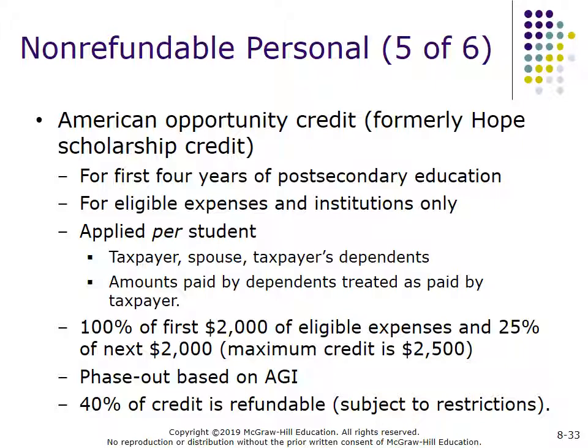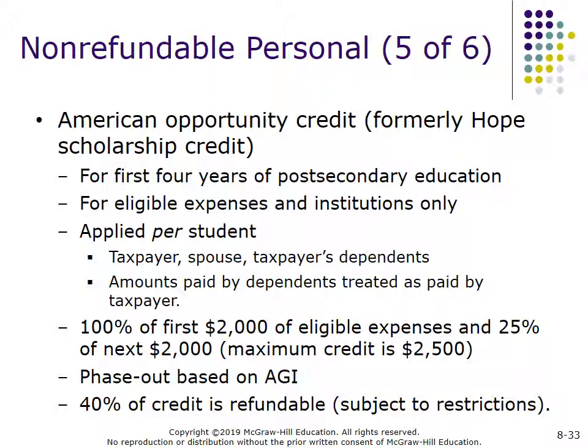That's one student. Spouse is another student. And each dependent is considered a student. So if you have 3 kids all in their first 3 years of college, you may have 3 American Opportunity credits. Any amounts paid by the dependent is treated as paid by the taxpayer because it is the taxpayer who can claim the dependent that takes the credit.